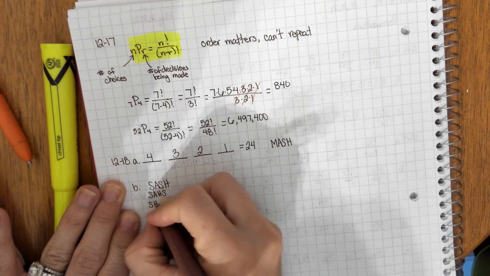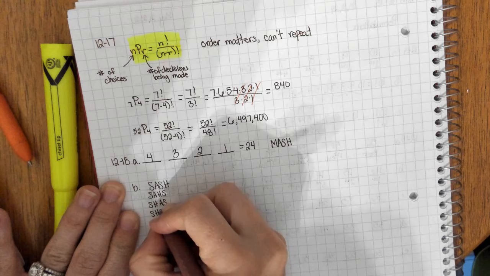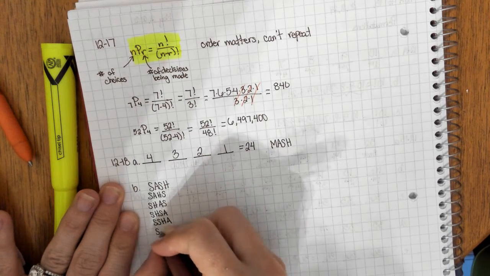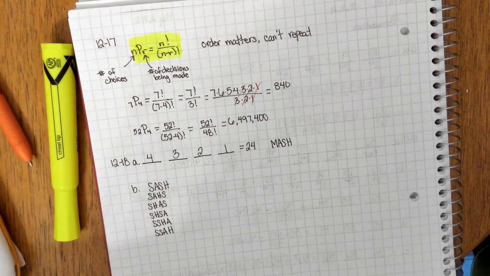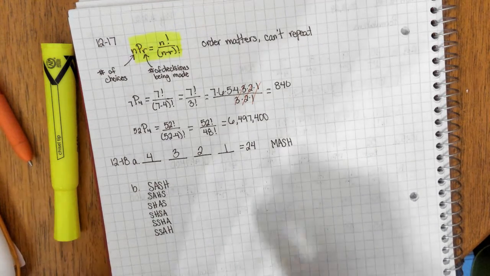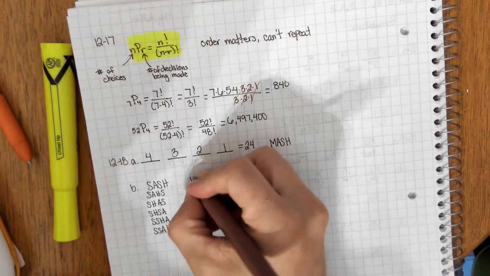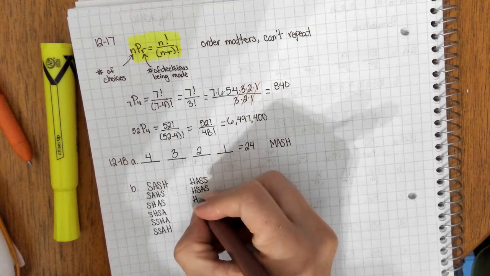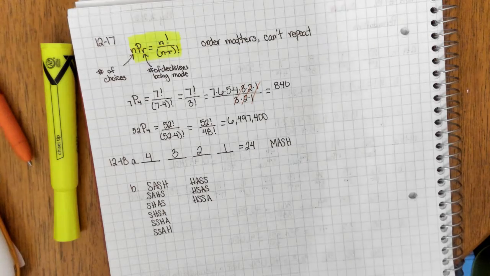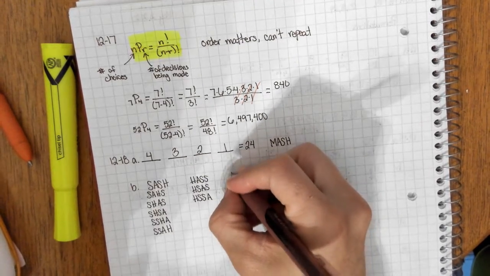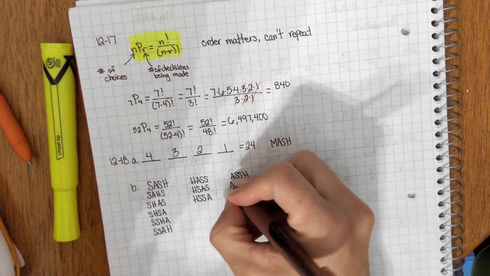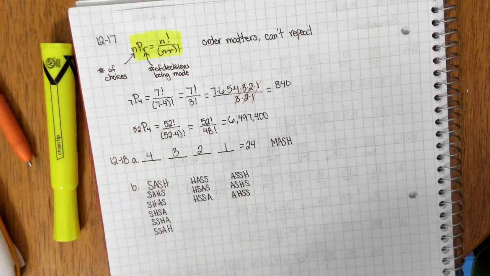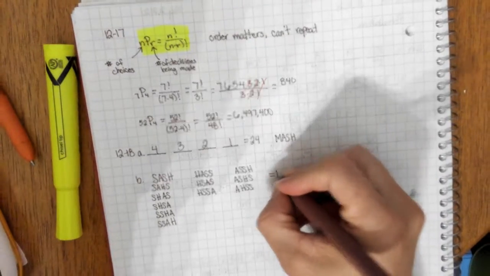S-A-H-S, S-H-A-S, S-H-S-A, S-S-H-A, S-S-A-H. Alright, so that's all the ways, I believe, if we start with an S. Then if we start with an H, H-A-S-S, H-S-A-S, H-S-S-A, and then I could start with an A, A-S-S-H, A-S-H-S, A-H-S-S. So here, there's 12 arrangements.